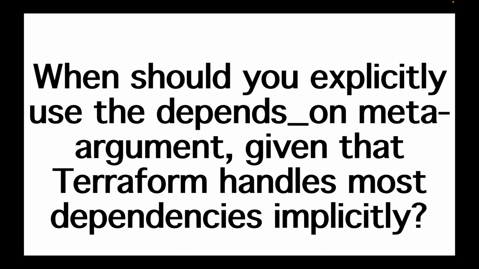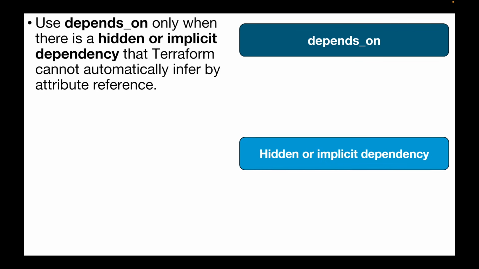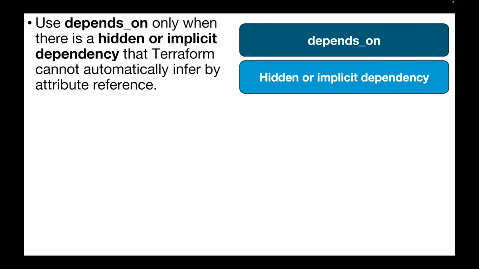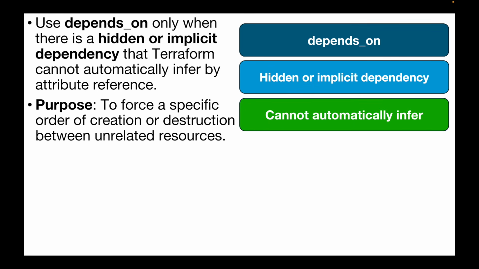The next question we have is, when should you explicitly use the depends_on meta argument, given that Terraform handles most dependencies implicitly? The depends_on meta argument is used only when there is a hidden or implicit dependency that Terraform cannot automatically infer by attribute reference. Terraform handles your dependencies to a large extent, but there are certain situations where it cannot, and that's where we can make use of the depends_on meta argument.